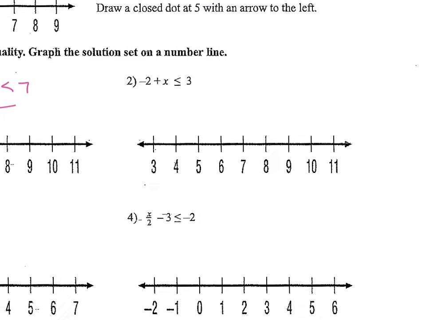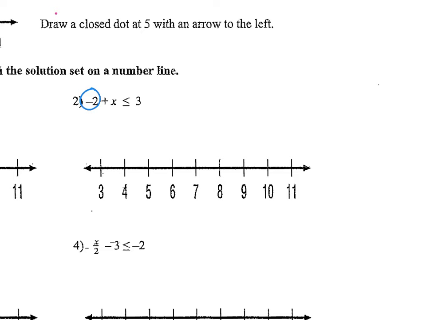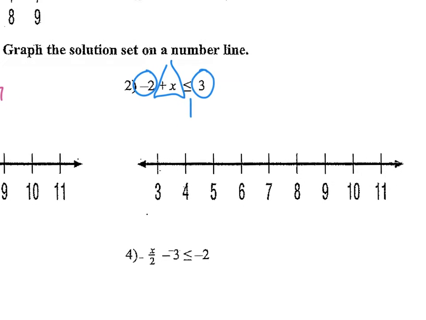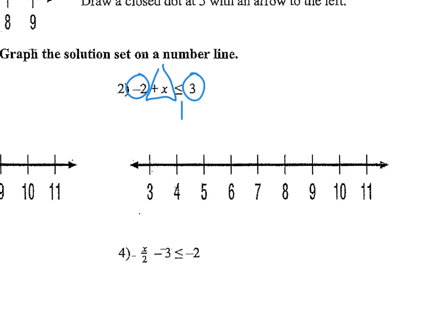Okay, number 2, I've got -2 plus x is less than or equal to 3. So this one's just a one step. What am I going to get rid of? What can I get rid of? That 2. So always look at the sign that's in the front of your number you're getting rid of, and that'll tell you what to do.